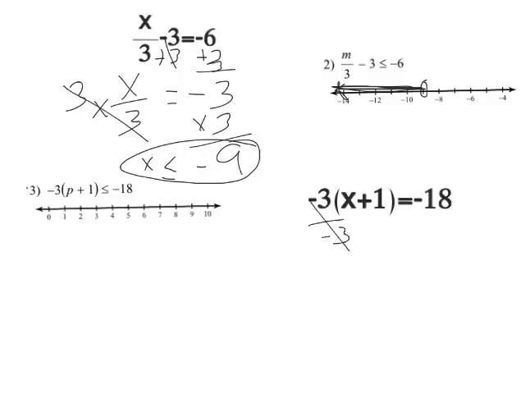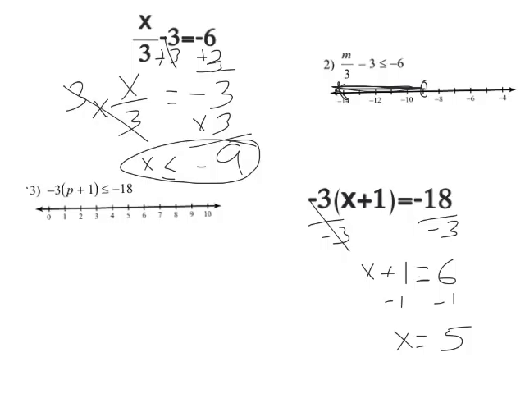Cross off. Now notice the negative 3 and negative 3 become a positive. That's why it goes away. So now I've got x plus 1 equals negative negative, which is a positive, 18 divided by 3 gives me 6. Now I need to get the x by itself by subtracting 1, so x equals 5. Now, I'm going to go back and put in my sign.